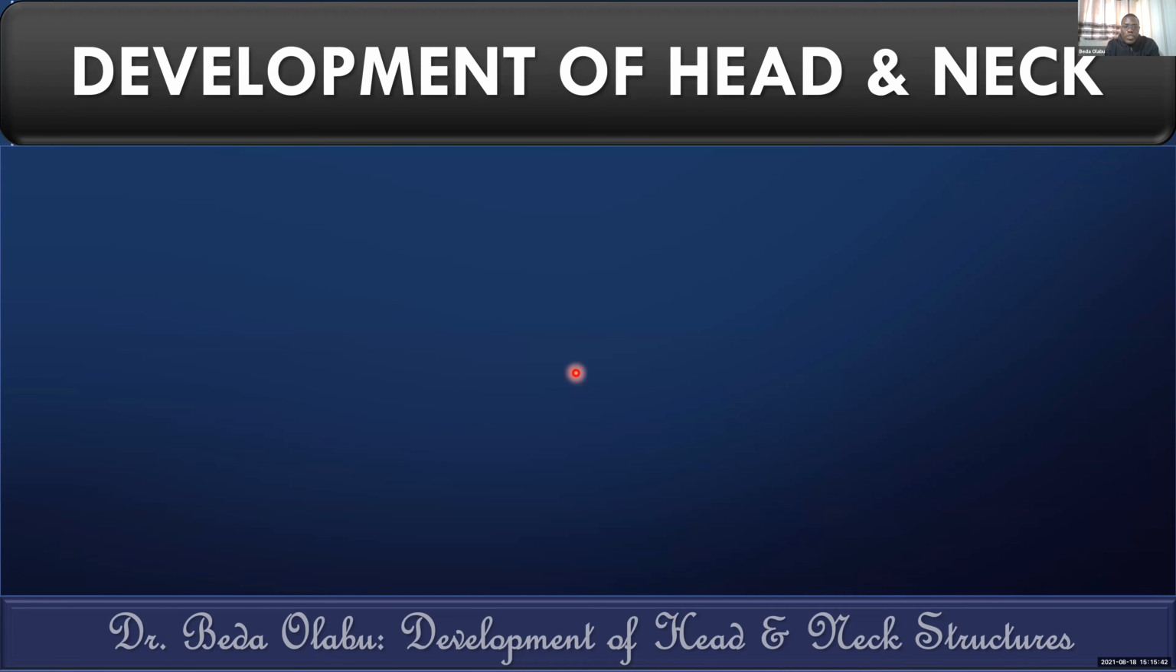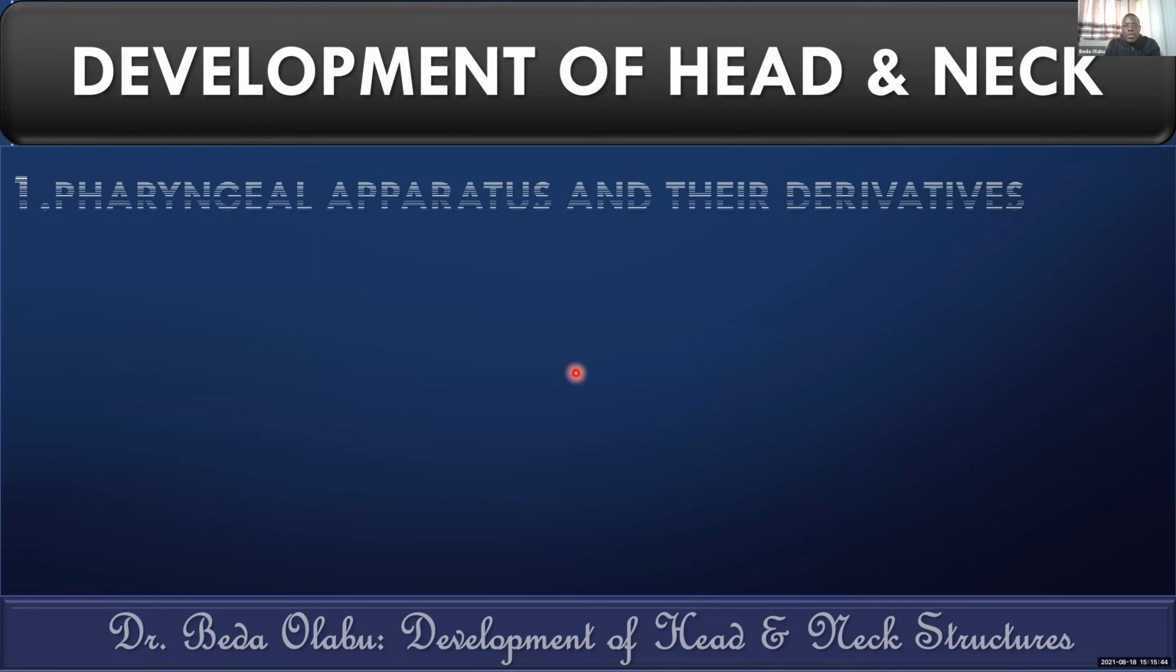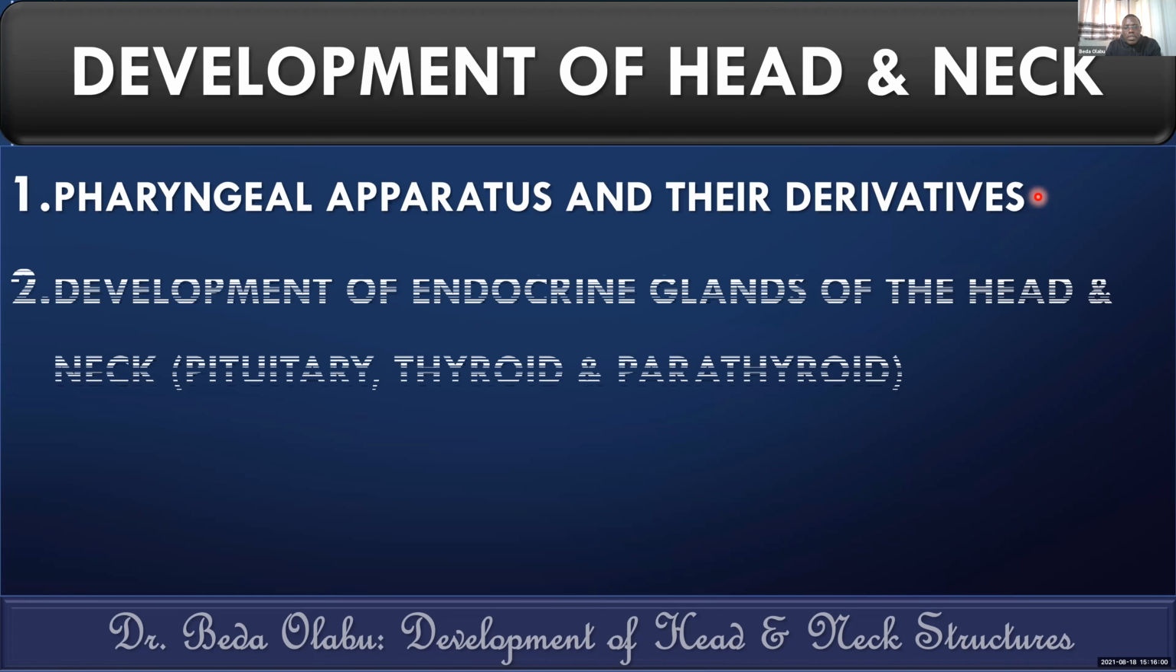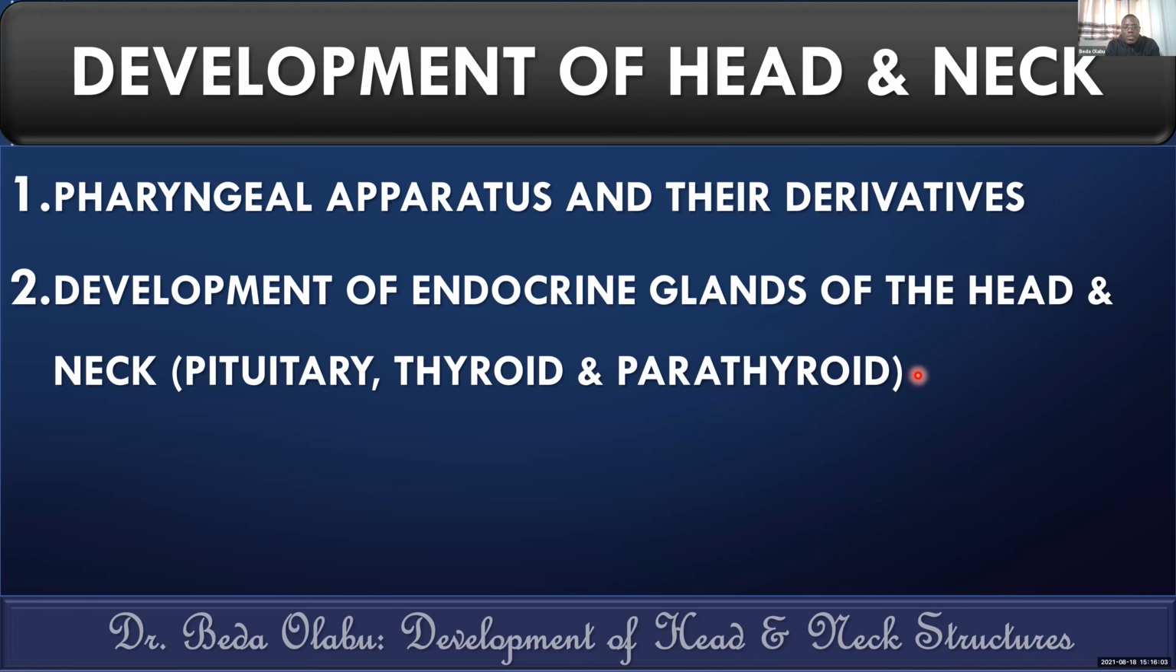That first part of development of head and neck region, we look at what we call pharyngeal apparatus, and we also look at the derivatives of the pharyngeal apparatus. And that's what you're going to do today. But in the second part, I usually look at development of the endocrine glands of the head and neck region. In particular, we focus on the pituitary gland, the thyroid gland, and the parathyroid gland. We look at how they develop and their malformations, basically.